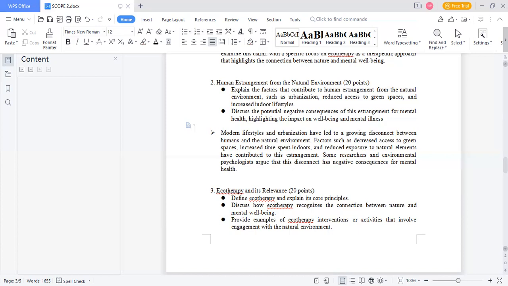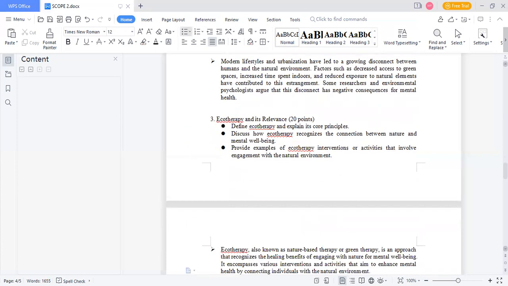Let's say in high density areas, there's excessive crowding, which also comes with other consequences, which is also another topic in environmental psychology: the effects of crowding on humanity, even on mental health. So human estrangement from the natural environment exposes people to various mental health issues as well. And then also look at ecotherapy and its relevance.